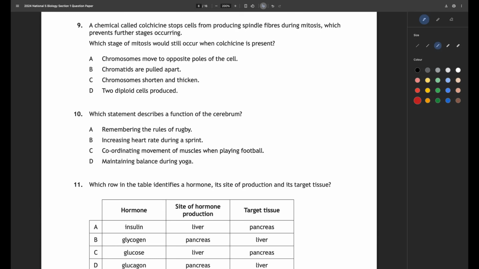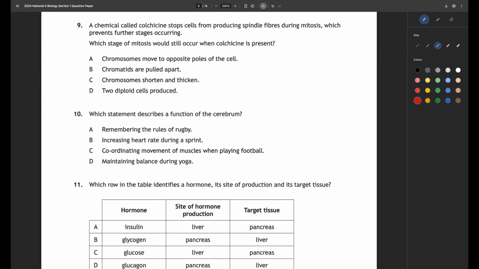So the chromosomes move to opposite poles of the cell? I would think so. The chromosomes being pulled apart? Absolutely. Those will be affected if the spindle fibers are not there, I should be saying, sorry. So A and B need the spindle fibers. The chromosomes shortening and thickening. Now, the shortening and thickening of the chromosomes does not require the spindle fibers. So I'm thinking at the moment that's probably going to be our answer, but we'll just check the last one.